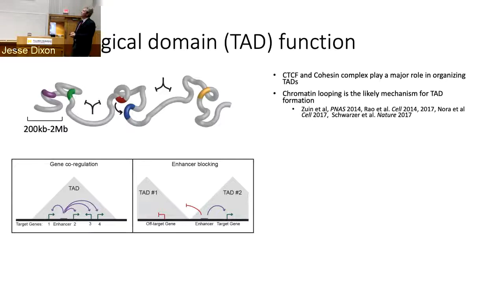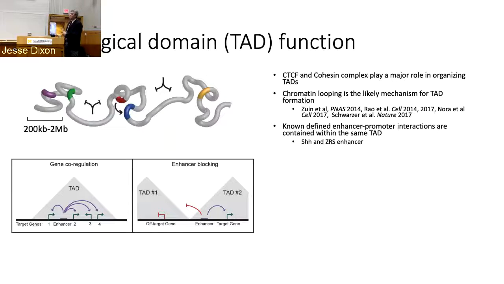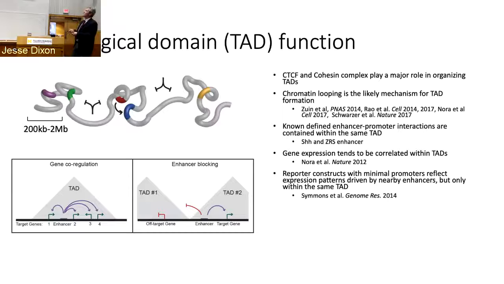And in terms of function, I think the most clearly described function that we have at this point has to do with regulating enhancer promoter communication. Some evidence to support this is particular cases where we know a particular enhancer regulates a specific gene, say by genetic evidence. These are almost always occurring within the same topological domain. There's a trend towards gene expression being correlated within TADs across different tissue types.